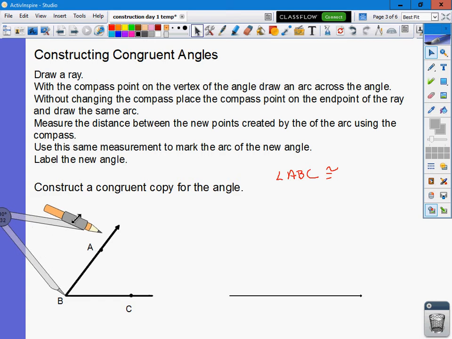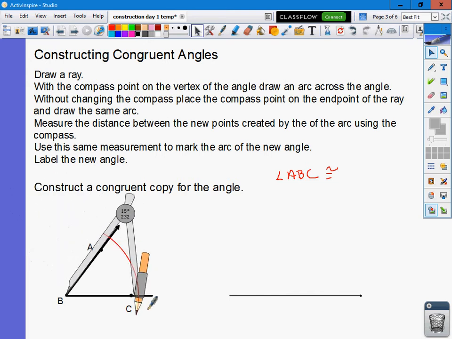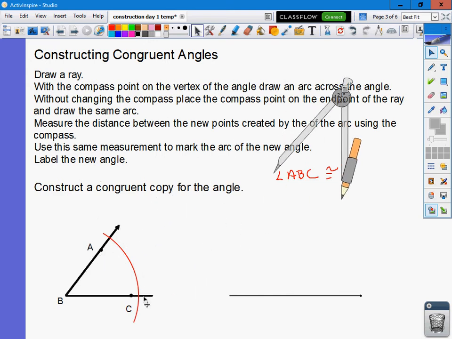Now you want to adjust your compass. Don't worry about where A and C are on that printed piece. Just adjust it so that you can see that I can make an arc all the way through that angle, so that it has an arc all the way through both sides.